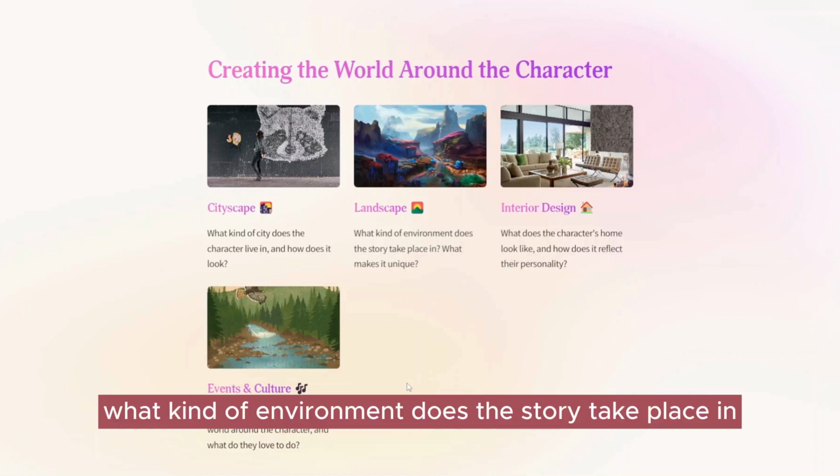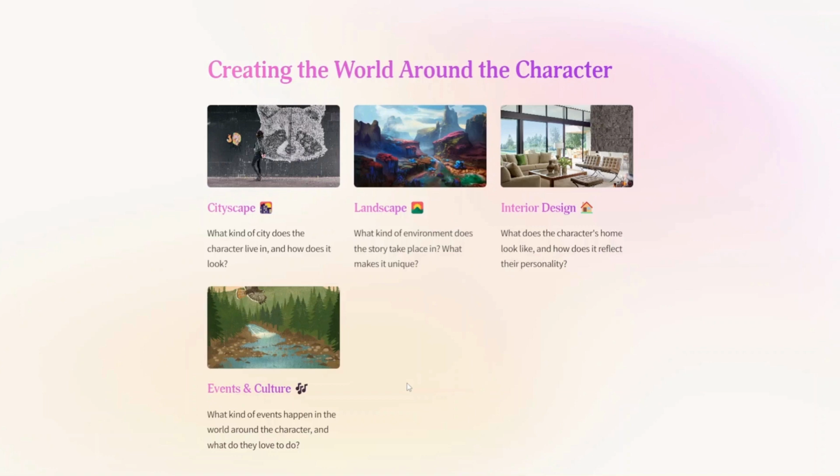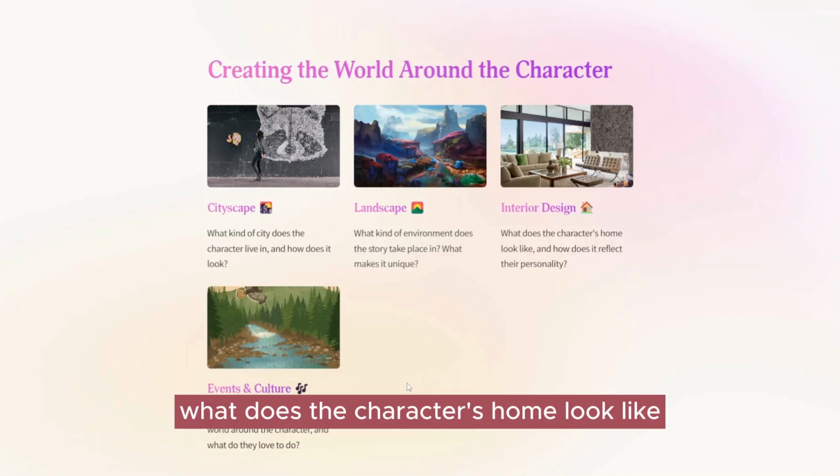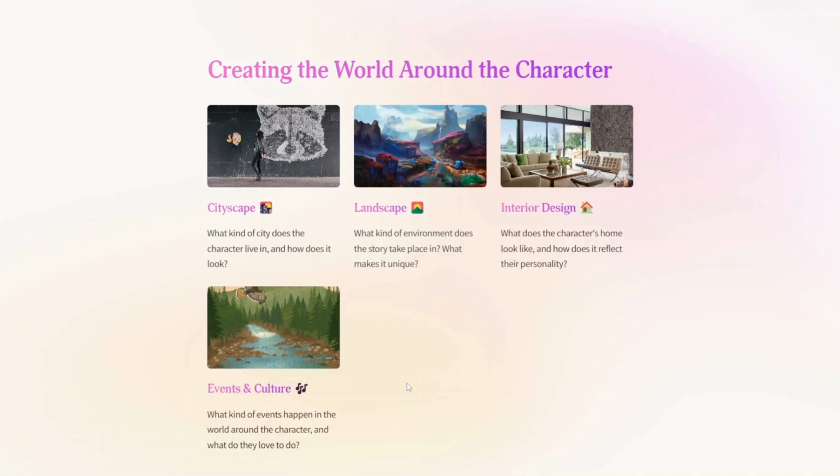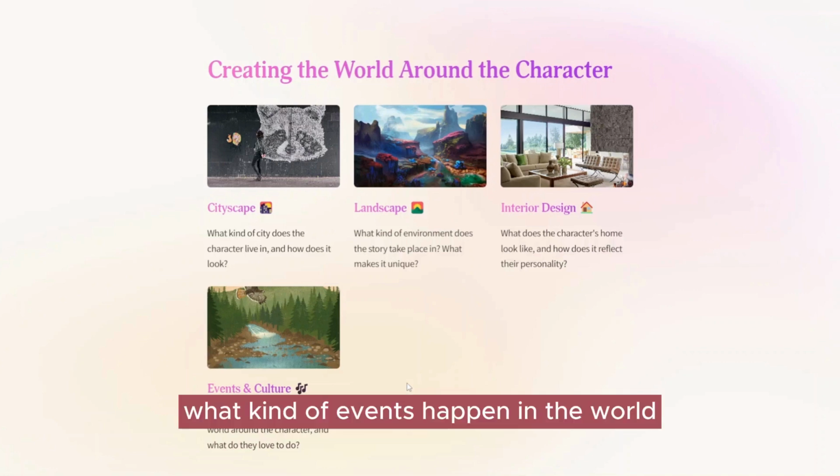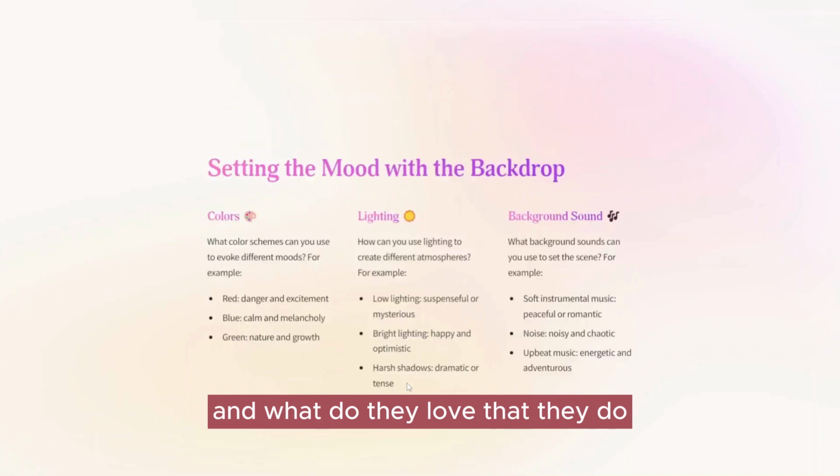What kind of environment does the story take place in? What makes it unique? What does the character's home look like? How does it reflect their personality? What kind of events happen in the world around the character, and what do they love to do?